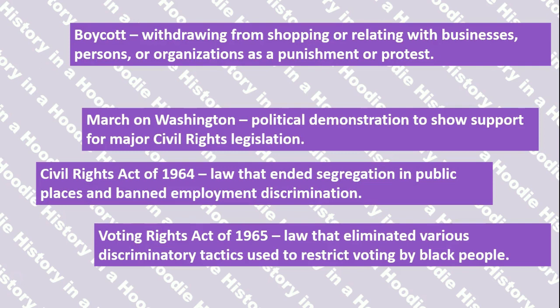The Civil Rights Act of 1964 was the law that ended segregation in public places and banned employment discrimination. The Voting Rights Act of 1965 was the law that eliminated various discriminatory tactics used to restrict voting by black people.